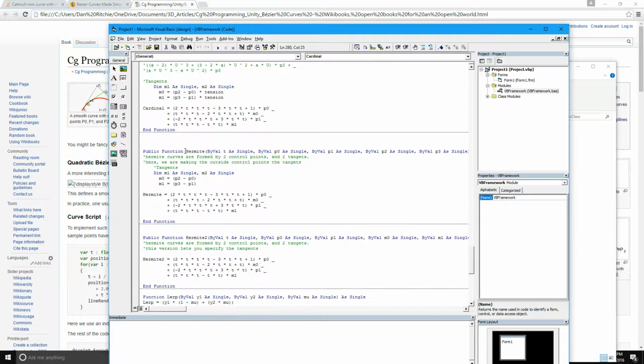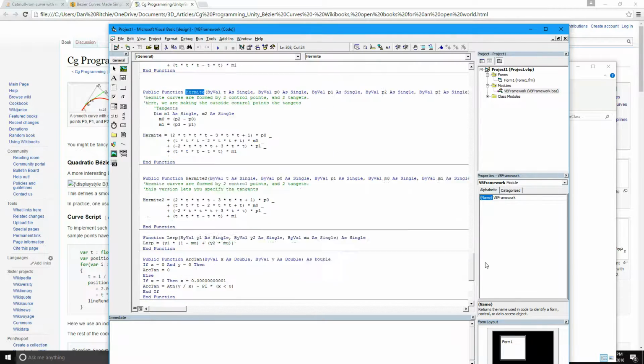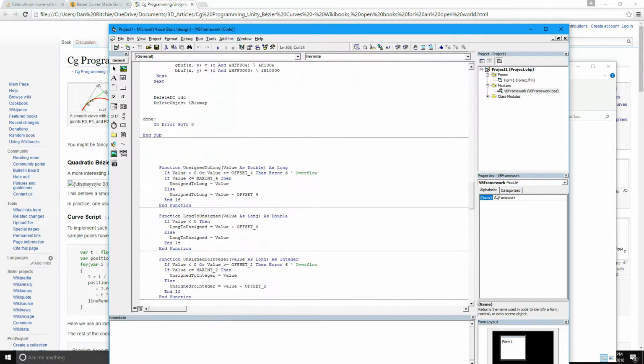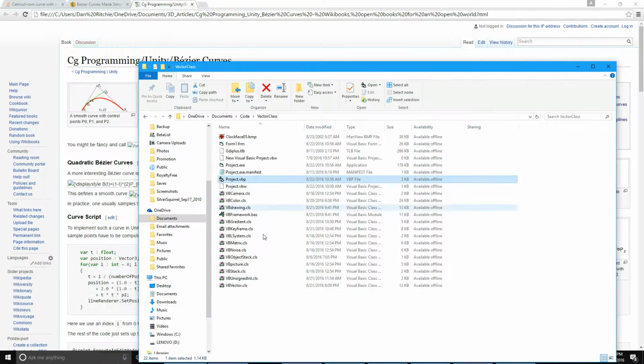There's the Hermite curve, which is basically like a cubic curve with a single control handle, and we also have another implementation of that, as well as, yeah, that looks like about it. I think there's a couple more in there, but I'm not sure what I've done with them. Let me take a look at the program here.